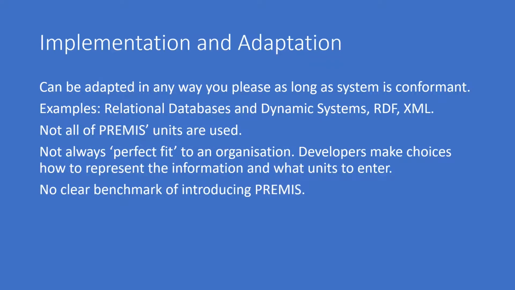The advantage of PREMIS is you can adapt it and implement it in any way you please as long as your system is conformant. Examples include relational databases and dynamic systems, and you could represent it in RDF or XML. But people have found that not all PREMIS units have been used when implementing it, so maybe they are redundant. And it's not always a perfect fit to an organisation, as developers have to make certain choices how to represent information and what units to enter. The Florida Digital Archive discovered that there's no clear benchmark of introducing PREMIS, so a lot of work will have to be done on your front.